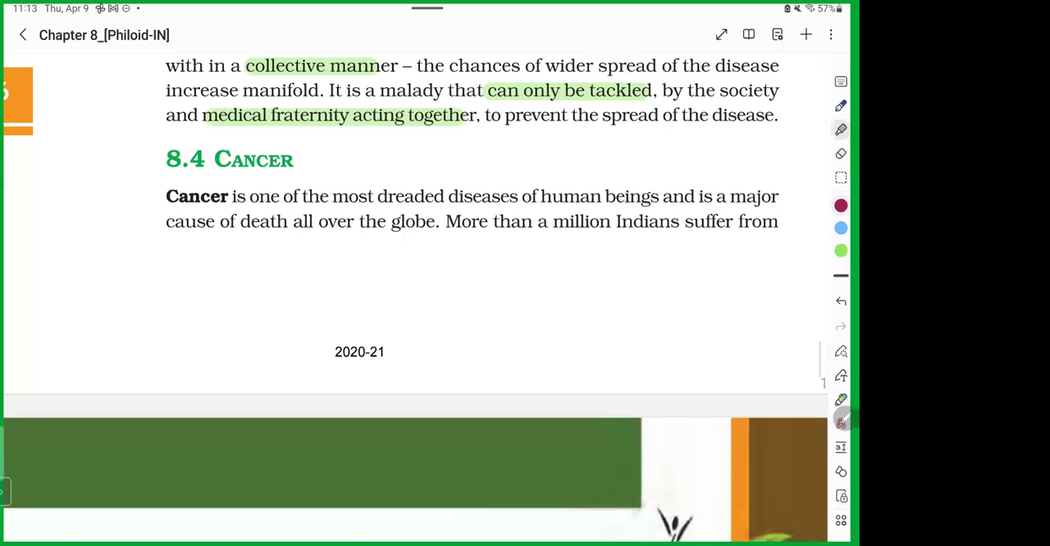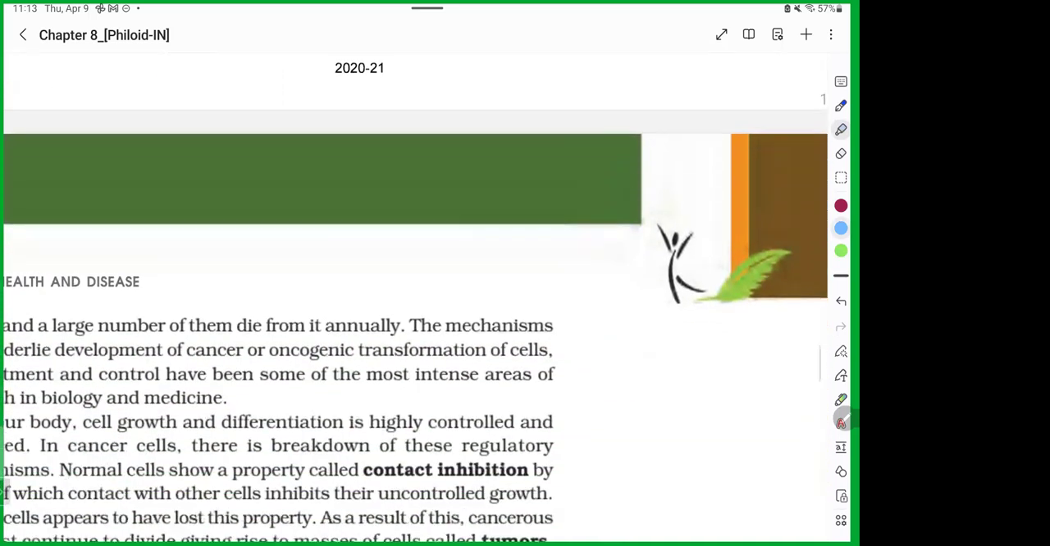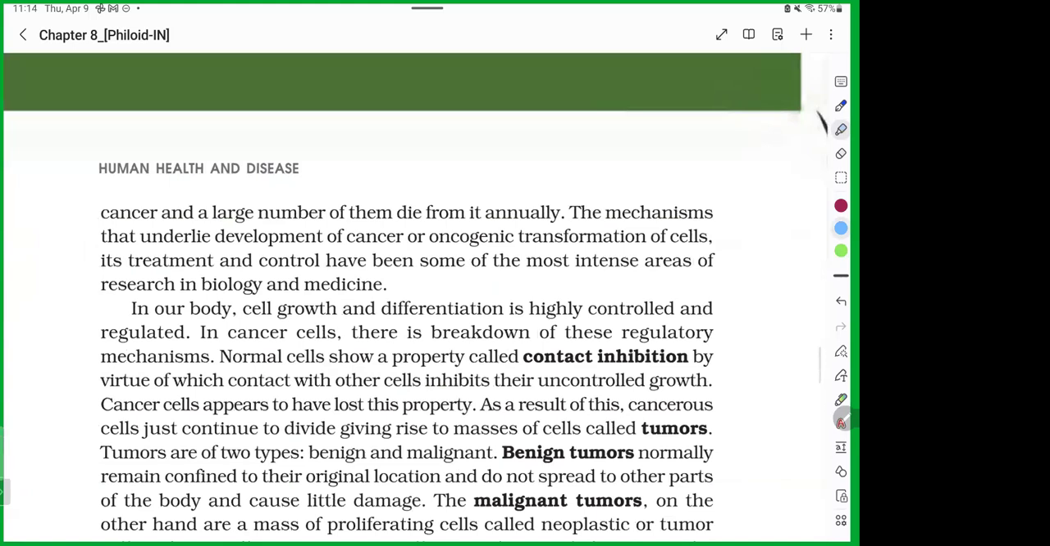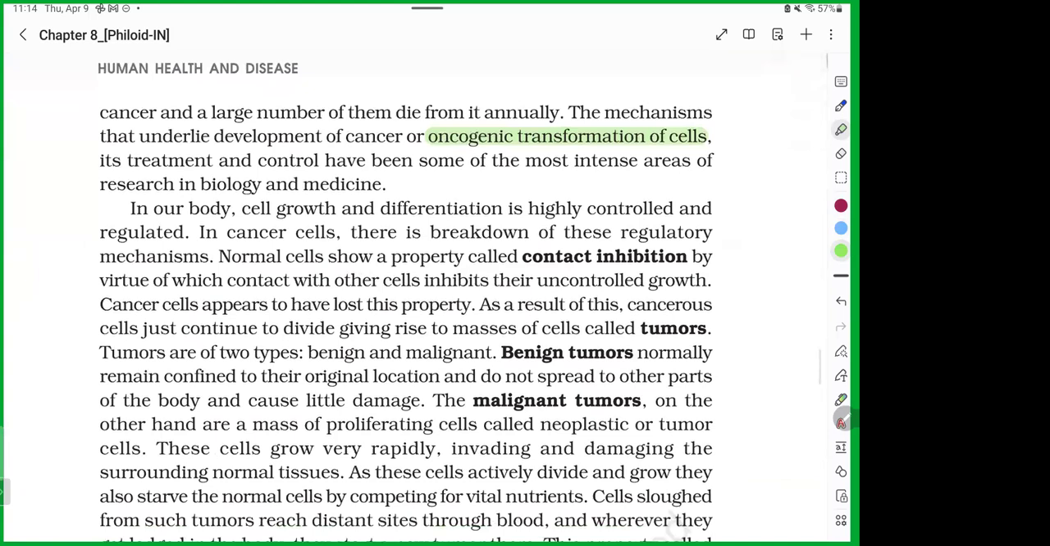One of the most dreaded diseases in human beings and a major cause of death all over the globe, not only in India. More than millions of Indians are suffering from cancer. A large number of them die annually. And how this cancer develops, how a normal cell becomes an oncogenic cell, we have to study this. We have to study how to treat, how to control.